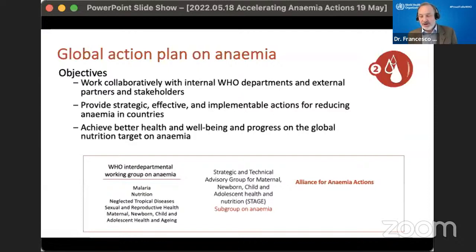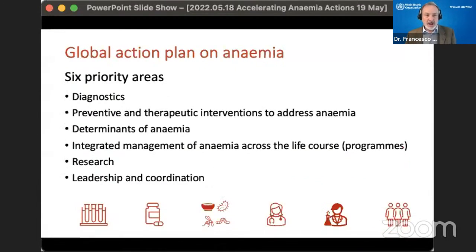But also, we would like to see opportunities for engagement with region and countries. Next slide, please. Now, the Global Action Plan will have 6 priority areas, and we're now collecting input papers to provide a situation analysis on the current evidence and knowledge gaps for 4 of these priorities.